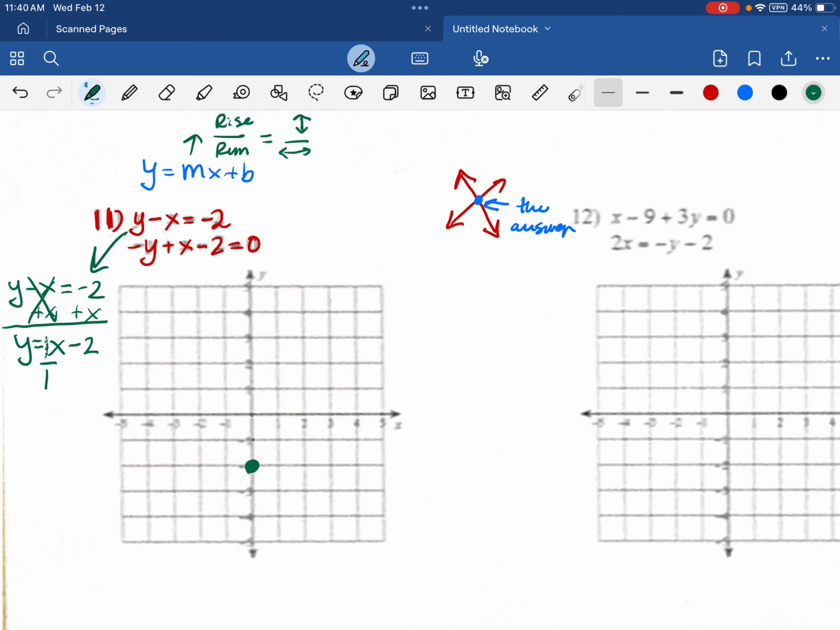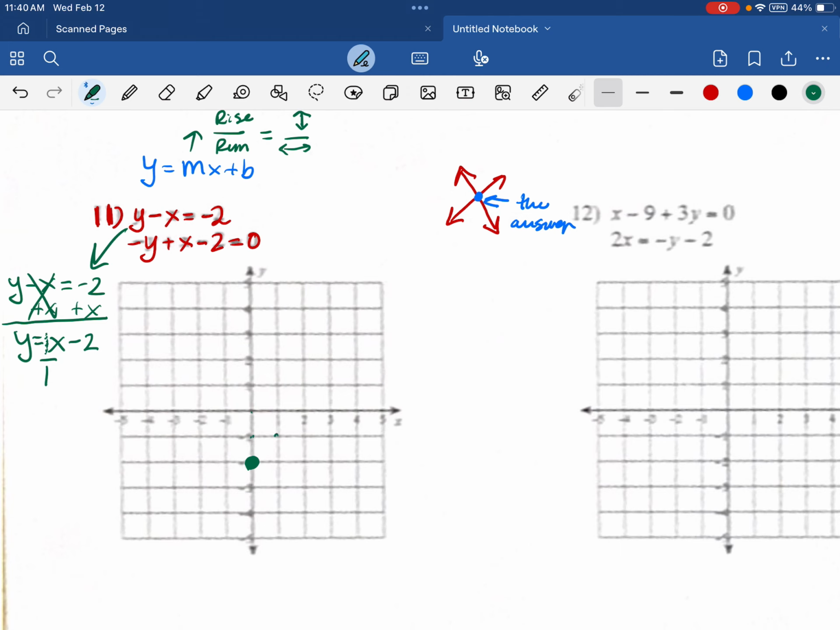If they're both positive, I go up 1, right 1. So up 1, right 1, and here's my new dot. Up 1, right 1, up 1, right 1.